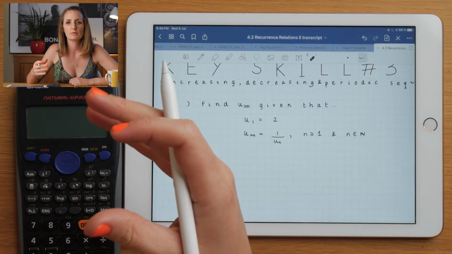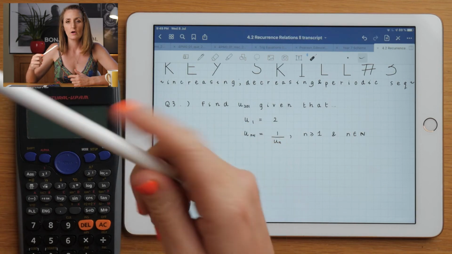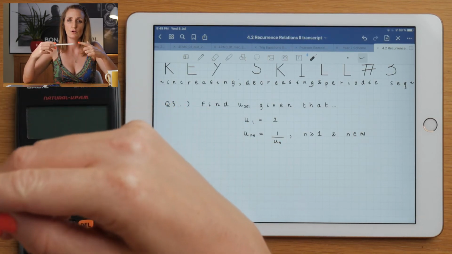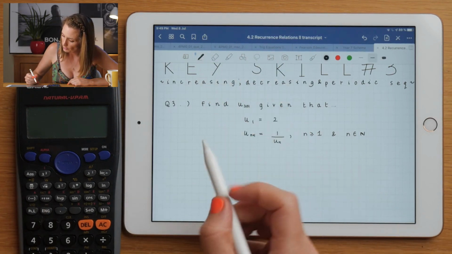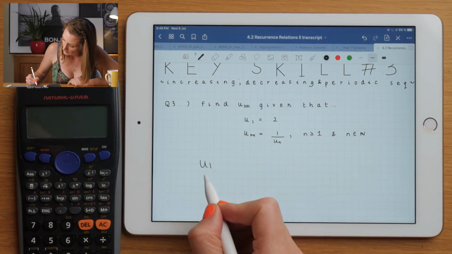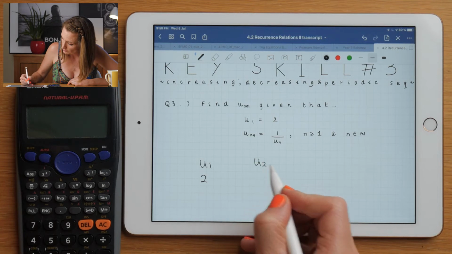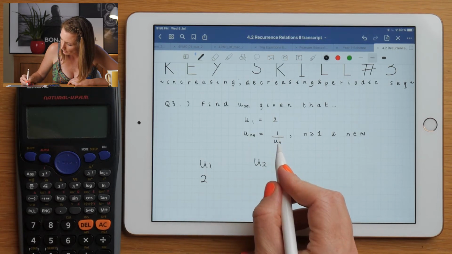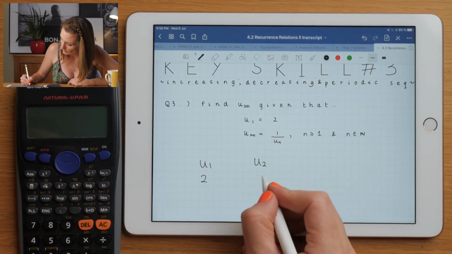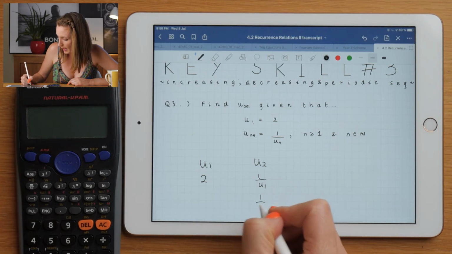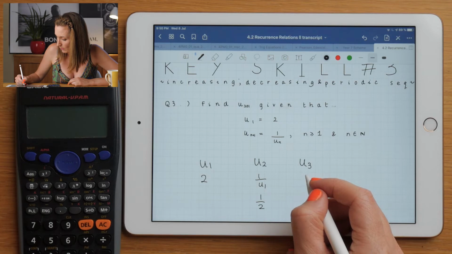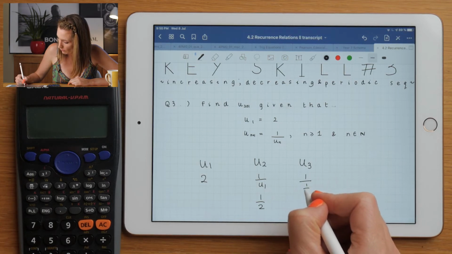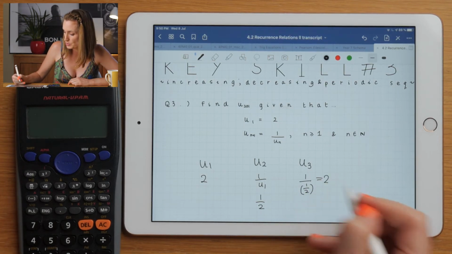In question 3, we're going to be doing what we call a periodic sequence, which is basically a sequence that forms a loop. The terms keep repeating themselves. So in this one, we've got U1 is 2. So what would U2 be? Well, it would be 1 over U1, so it would be a half. So what would U3 be? Well, it would be 1 over a half. So we'd be back to 2.